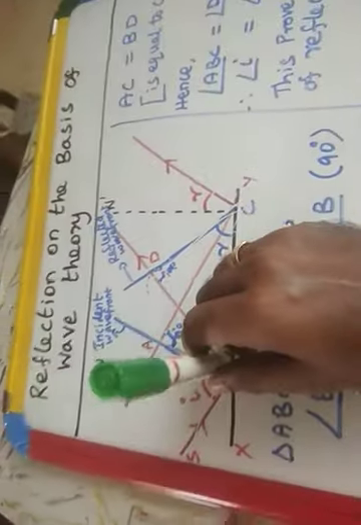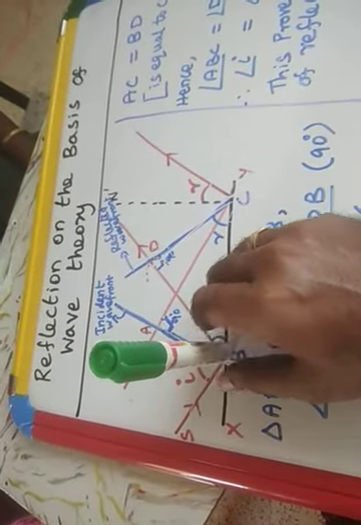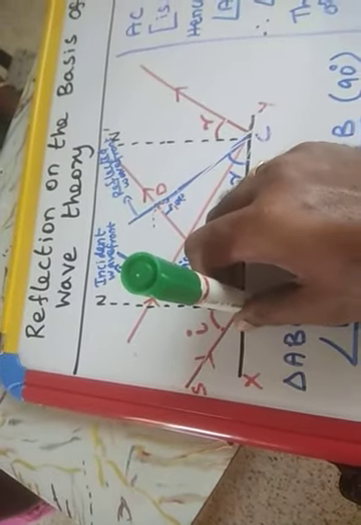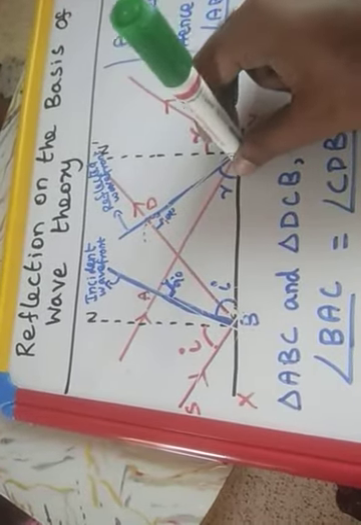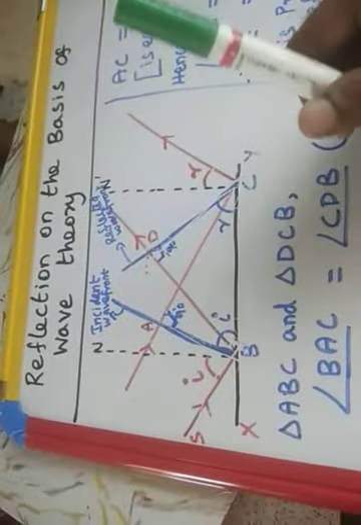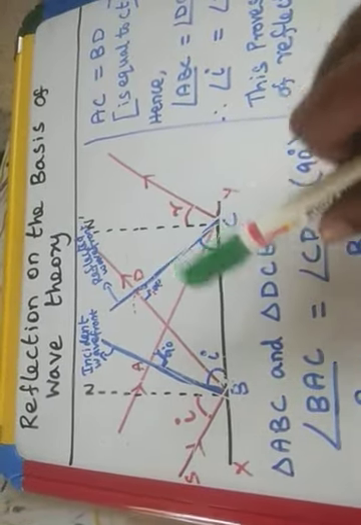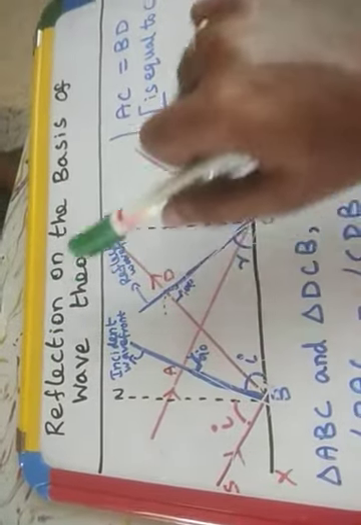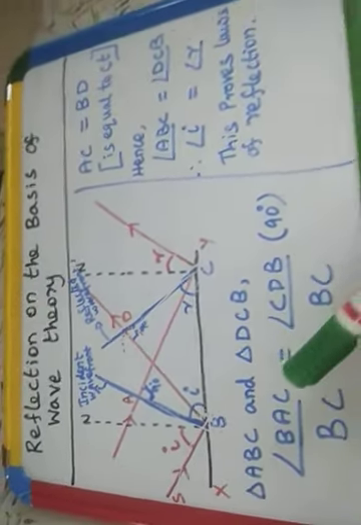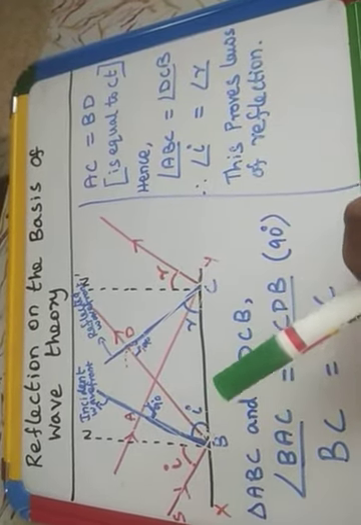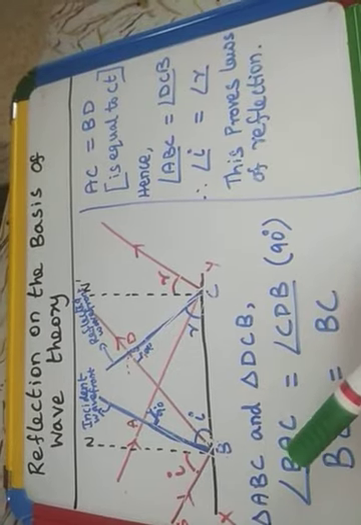So here the incident wavefront will be like this. The incident wavefront will be perpendicular to this one, and the reflected wavefront is also perpendicular to this one. The reflecting surface is here, so all lie in the same plane. Hence the second statement of the laws of reflection is also proved by using wave theory, that is Huygens wave principle. So this is reflection on the basis of wave theory by using the incident wavefront and reflected wavefront.